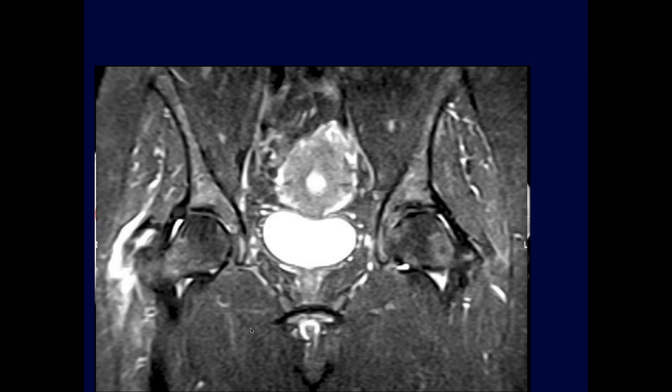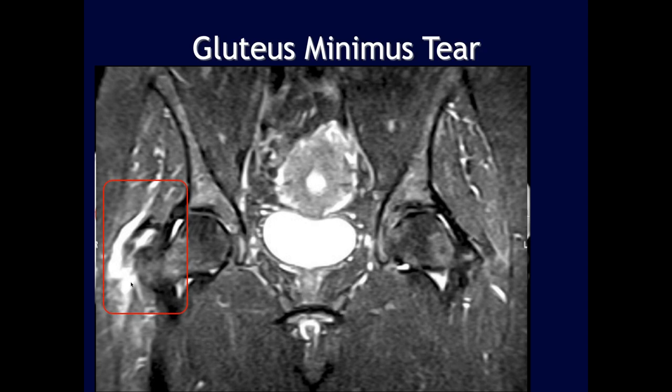So there's high-grade tearing of the gluteus minimus with a large amount of fluid in the trochanteric bursa. So this was actually a tear of the gluteus minimus tendon, right?